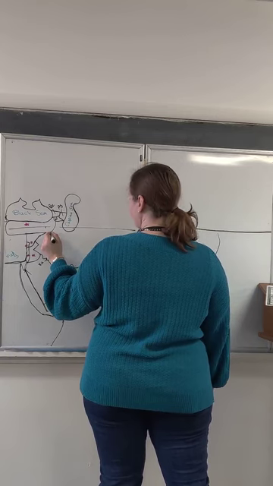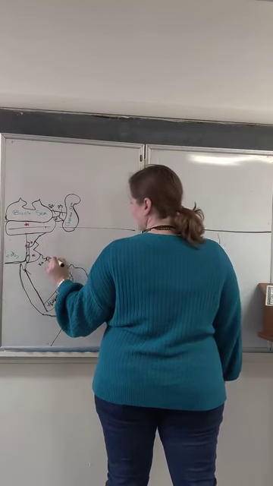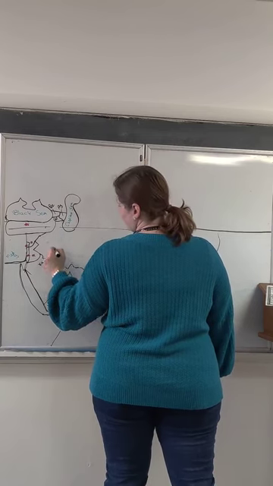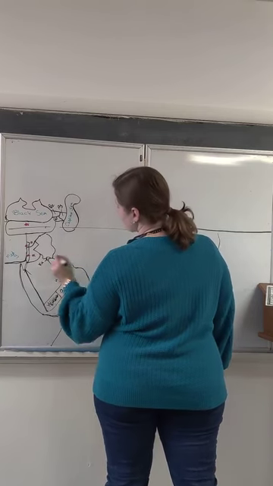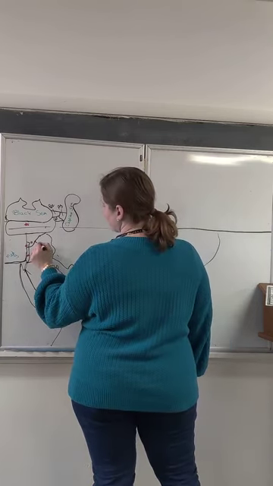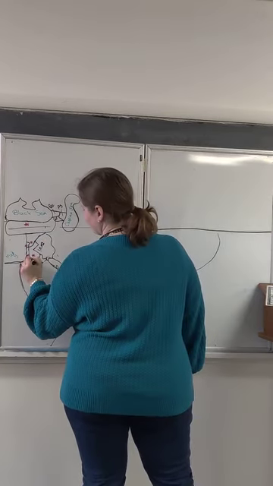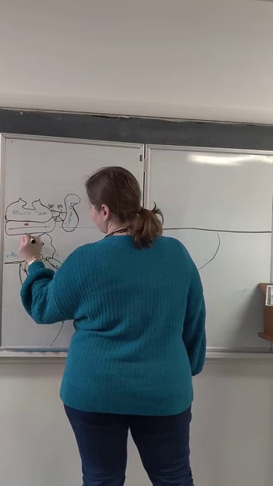Okay, and then up here, we basically go kind of like that. I can never do Iraq correctly, and I apologize to all people from Iraq. Iraq's kind of like a triangle. Kind of.